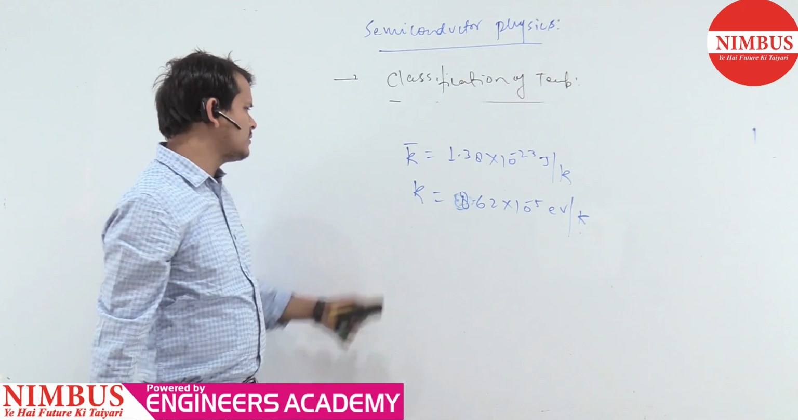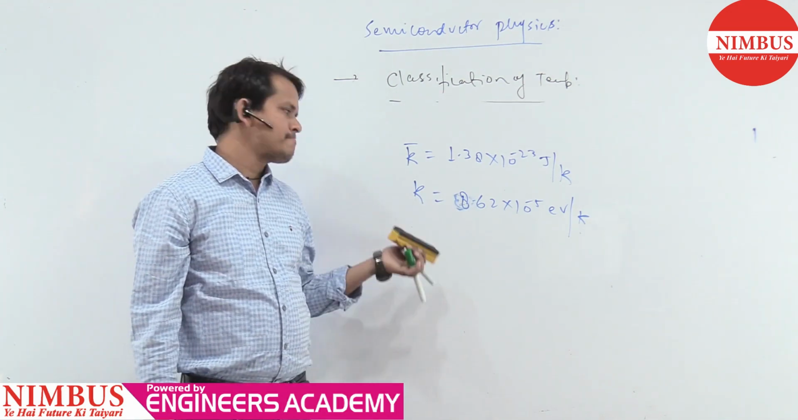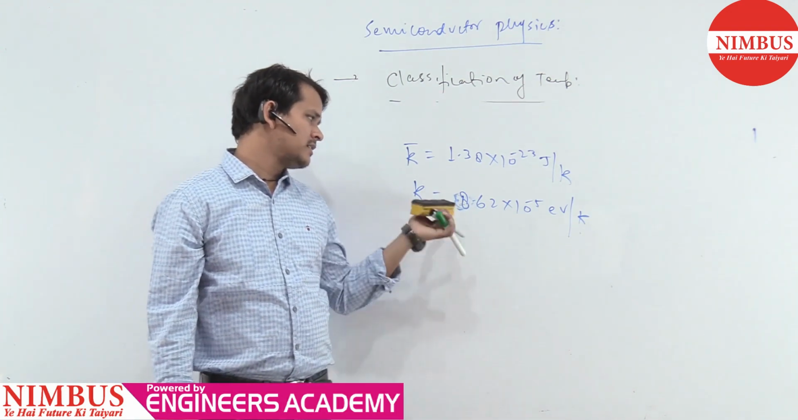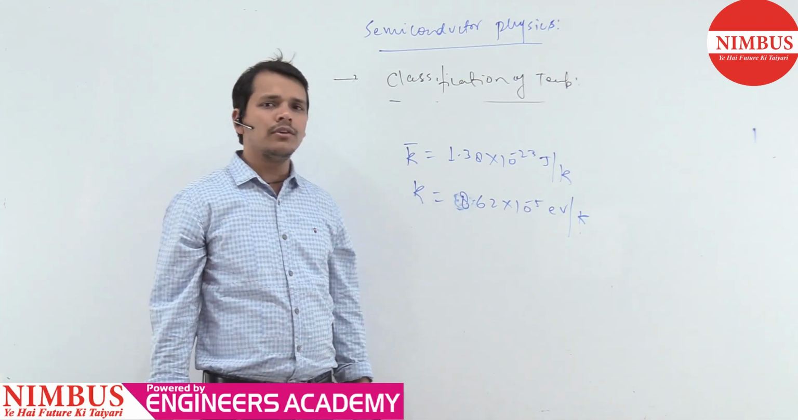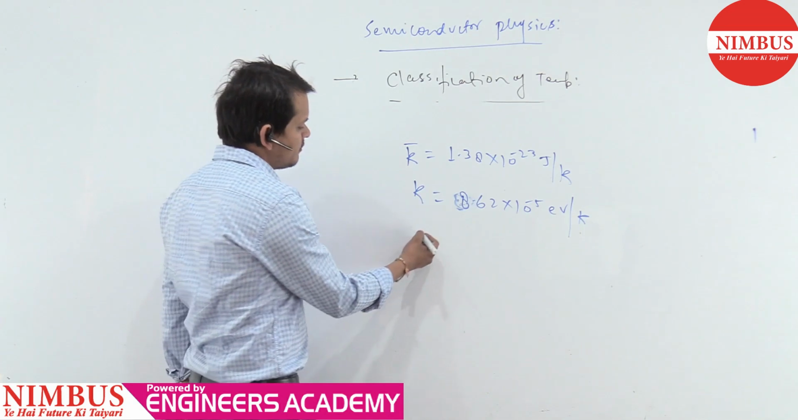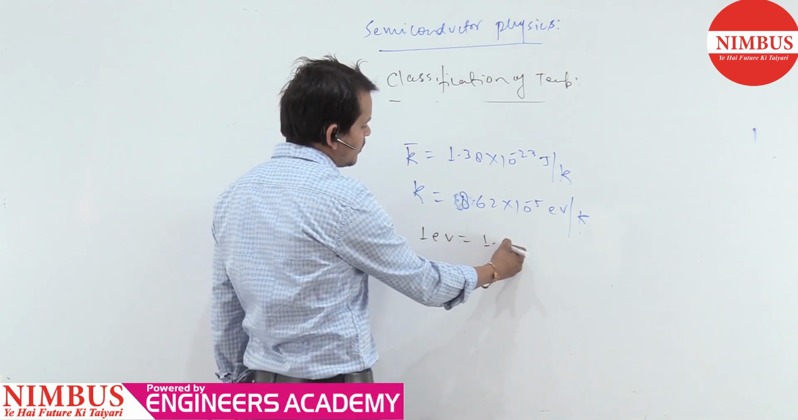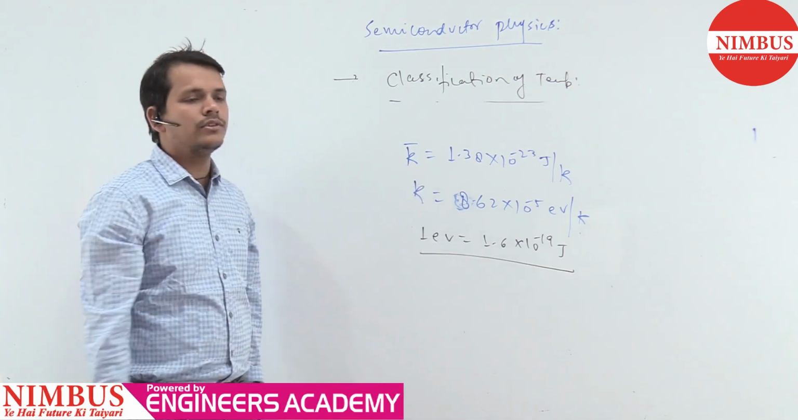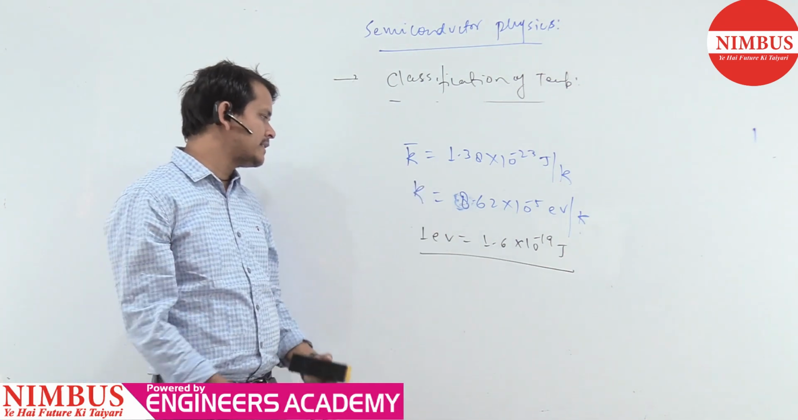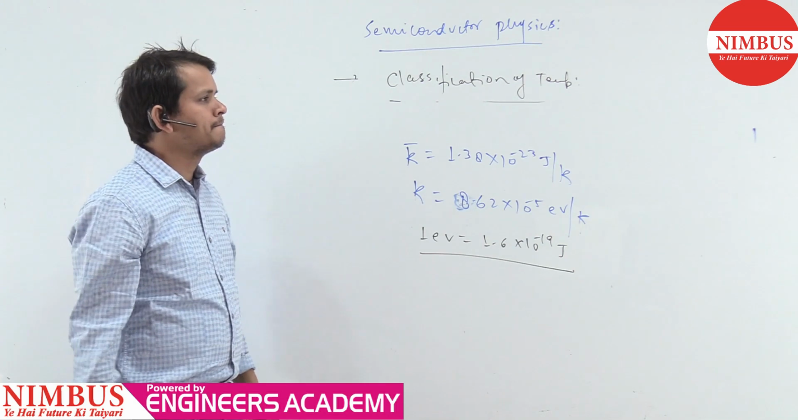So sometimes we use K bar and K. In the EDC classes, I just change the unit here and it becomes electron volt per Kelvin. And 1 electron volt is equal to 1.6 times 10 to the power minus 19 joule.